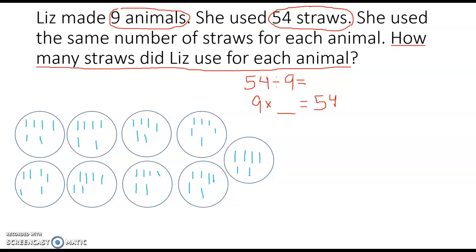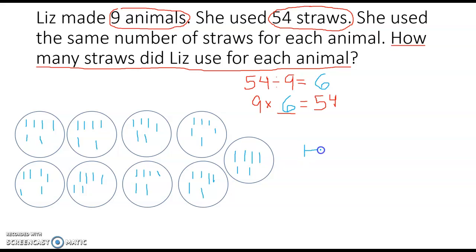So we had 9 equal groups. We distributed 54 straws evenly. Let's see how many are in each group. 1, 2, 3, 4, 5, 6. So 54 divided by 9 equals 6, or 9 times 6 equals 54.